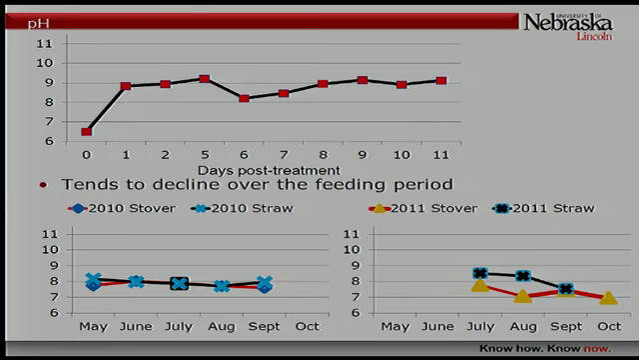And then we followed this clear out to 11 days post-treatment. For the most part, there's some variation and some noise in here, but for the most part it stays about 9 for at least that time period that we followed this sample.